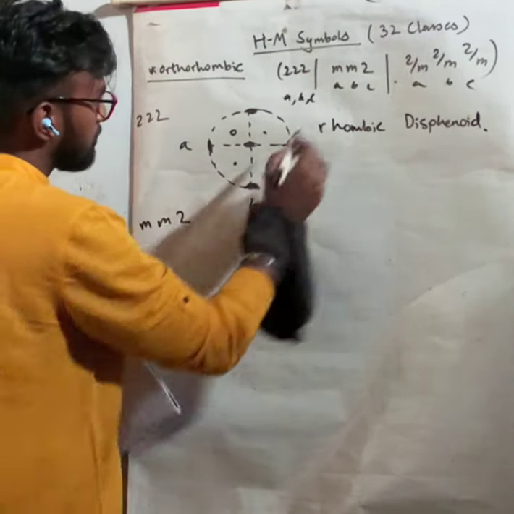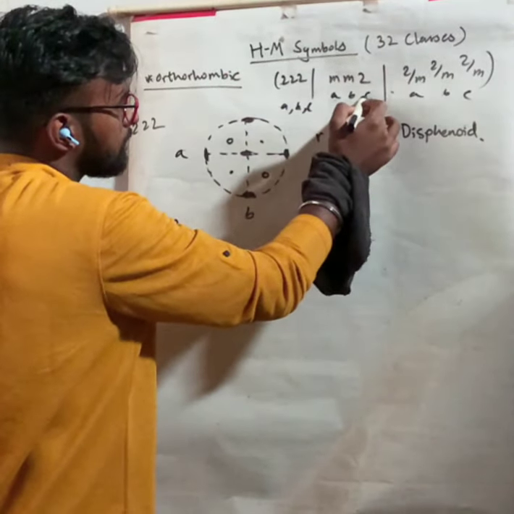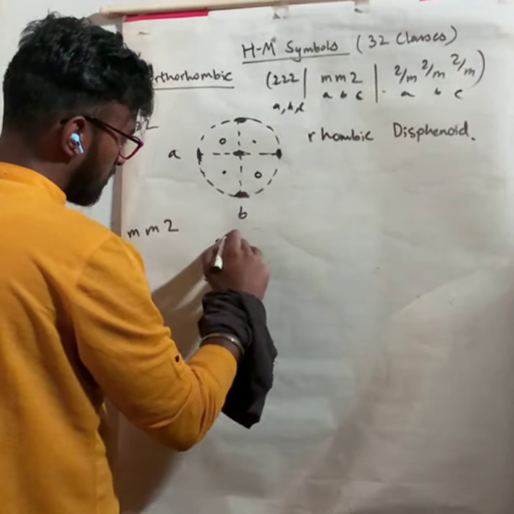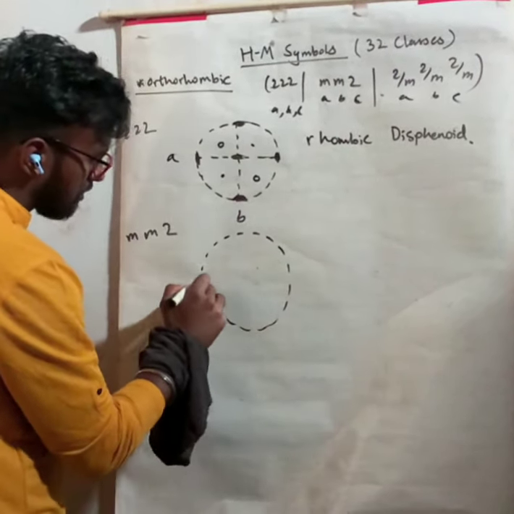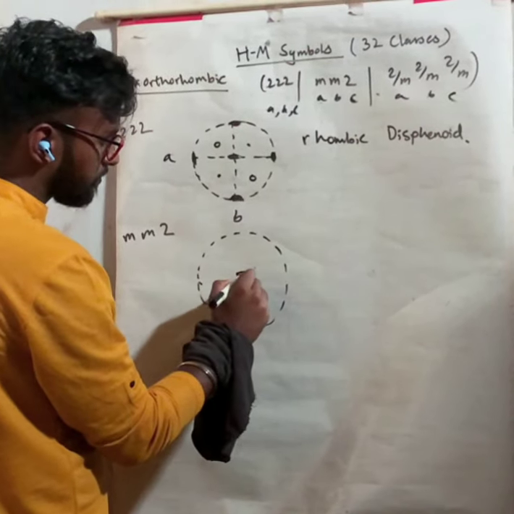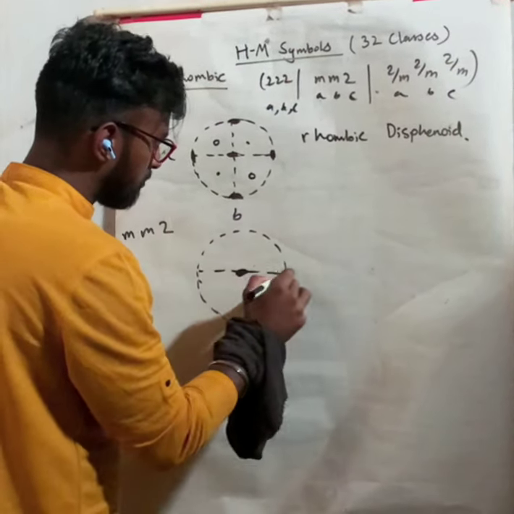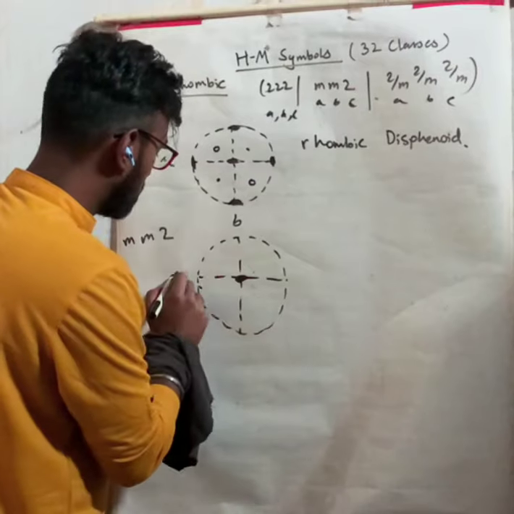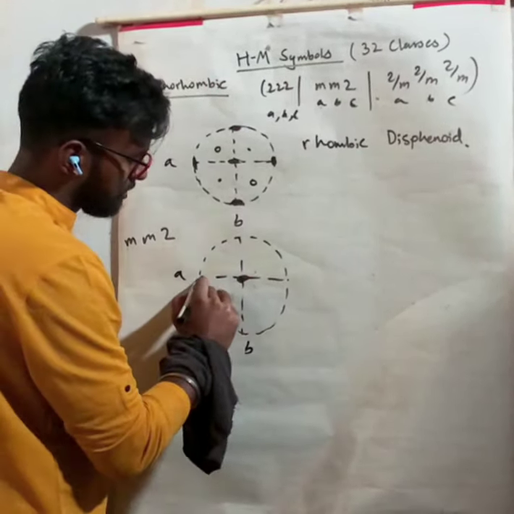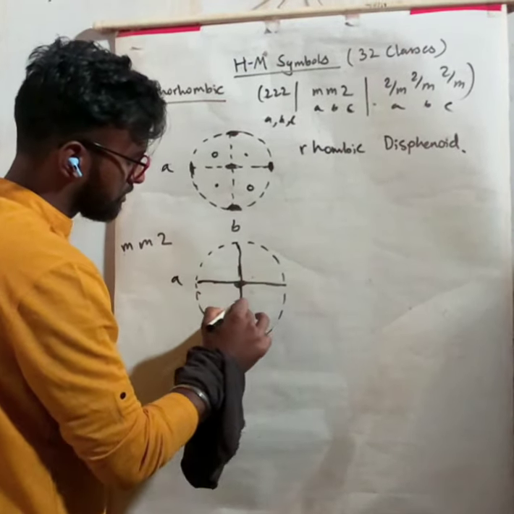So in mm2, the A axis is a mirror plane, B is also a mirror plane, and C is an axis of two-fold symmetry. Because we have the plane perpendicular to the C axis, the C axis is of two-fold symmetry. First we will draw it, then we will see if it is a mirror plane or not. A is a mirror plane and B is also a mirror plane, so we need to make these solid lines.